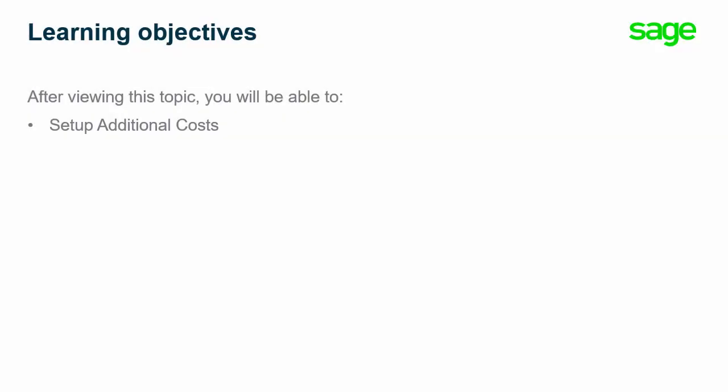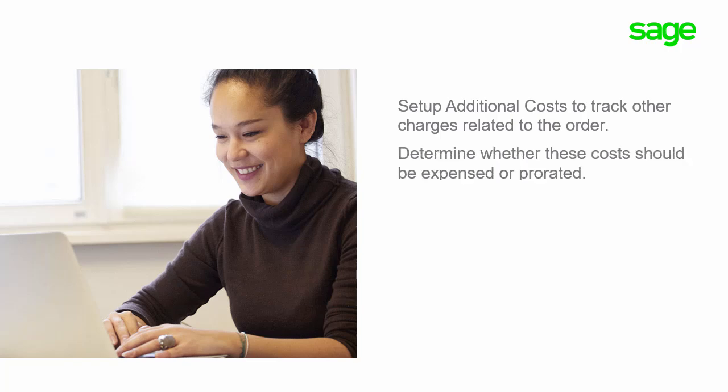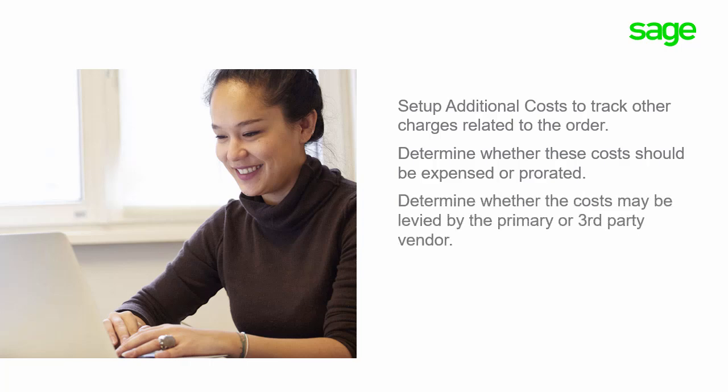In the next few minutes we will explain what additional costs are and we'll show you how to set them up. We set up additional costs to track other charges related to the order. You can determine whether the cost should be expensed or prorated. Also, determine whether the costs may be levied by the primary or third-party vendor.